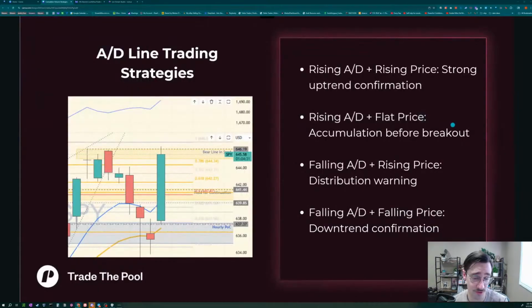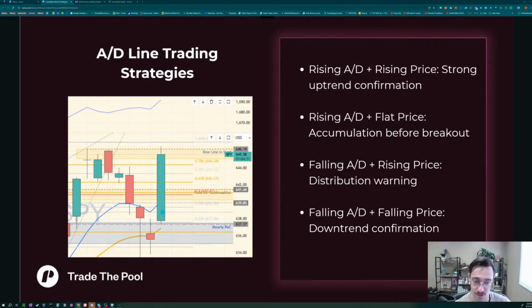So on the chart, this is going to look like just another line indicator, this one up top here, and it's going to be the same basic principles here. So if you have the rising AD plus a rising price, that's a strong uptrend. That's confirmation of an uptrend, right? If you have a rising AD and flat price, that's probably going to be accumulation before breakout.